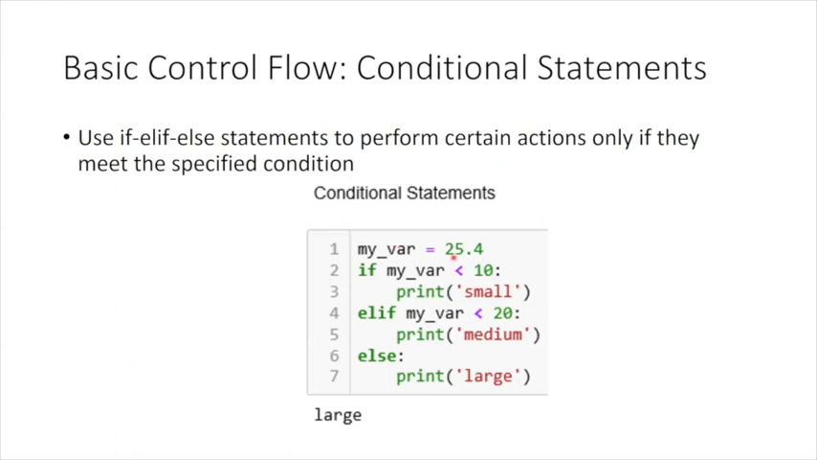Say you have a variable set to some floating point number, 25.4. If the variable is less than 10, print something. If it's less than 20, print something else, print large. And if you run this, it prints large because 25.4 is not less than 10, it's not less than 20, so it goes to the else statement.